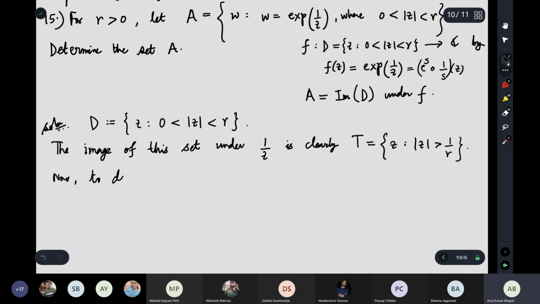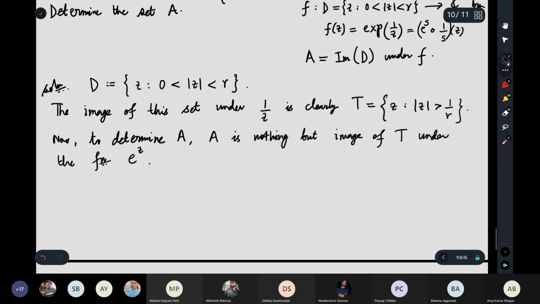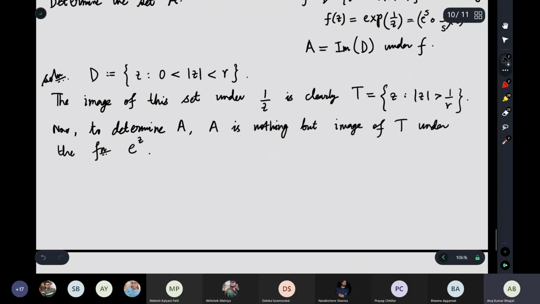So now to determine A, A is nothing but the image of T under the function e to the power z. Do you agree? Yes, sir. Right. So this is our last part.